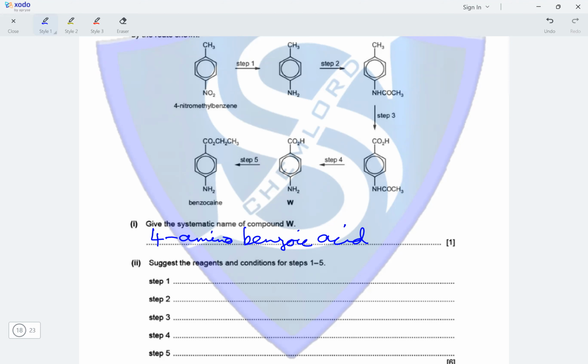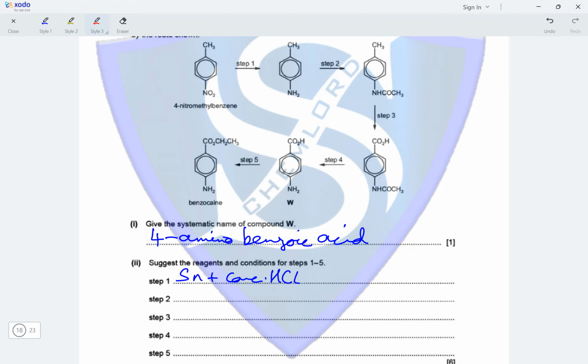Suggest the reagent and conditions for steps 1 to 5. In step 1, NO2 is converted into NH2. So here we have tin plus concentrated HCl reacting to produce the 4-methyl phenylamine, which is the product of step 1.